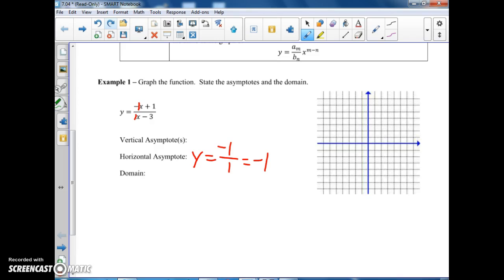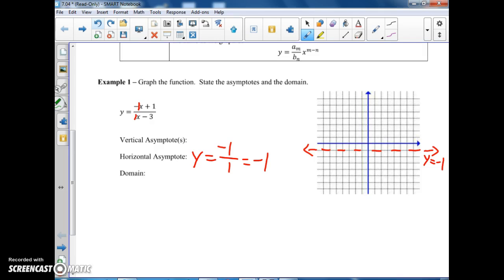Now you're going to go over and put it on the graph, right? So go to where Y is -1 and draw your horizontal asymptote. You're going to see me doing this. You guys can follow along and do this. Now we're going to do the vertical asymptote.